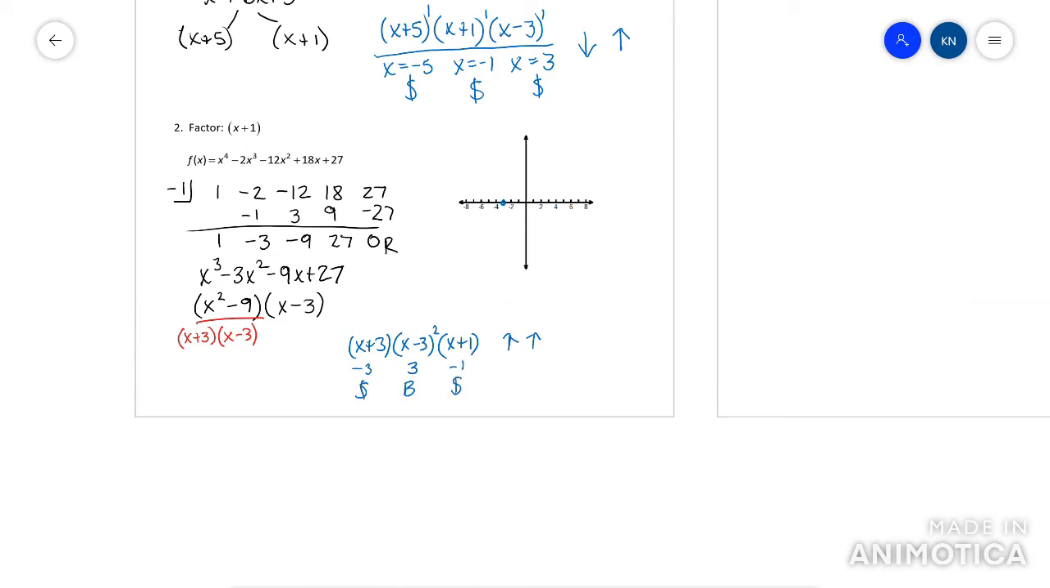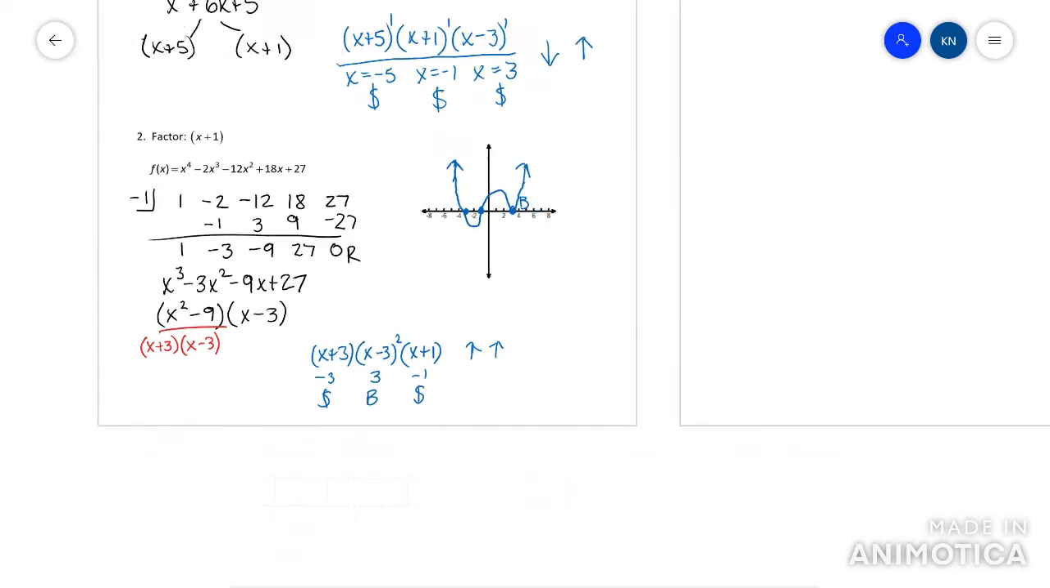So put these x-intercepts down. I'd probably even label the bounce, just so I know that one's going to be different. Drop your arrows. So the first guys are just straight through, and then I have to bounce off the one at 3, just like that. Okay, last one.